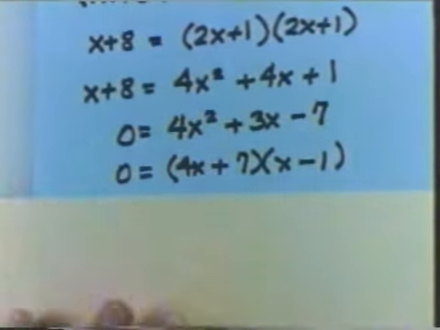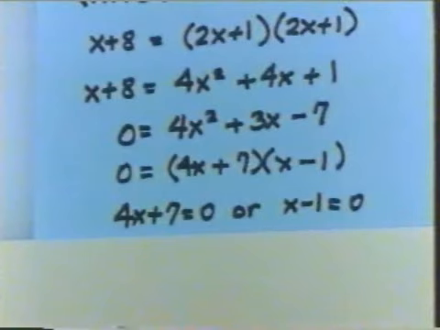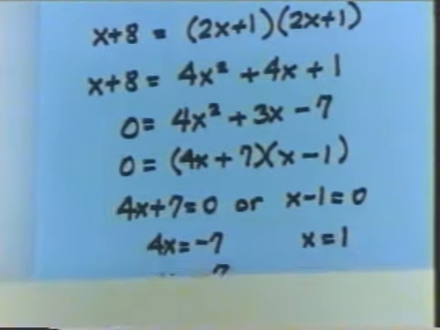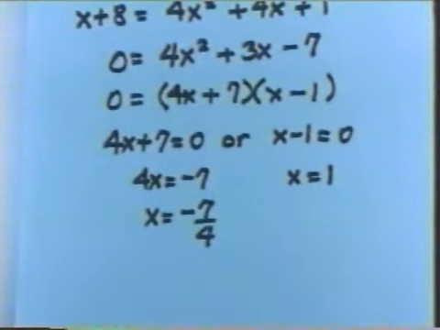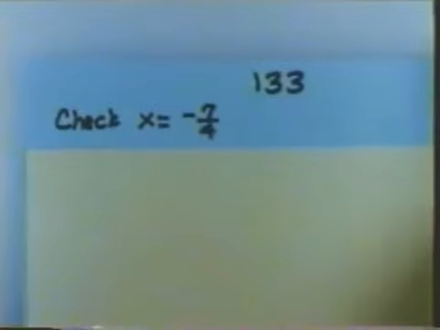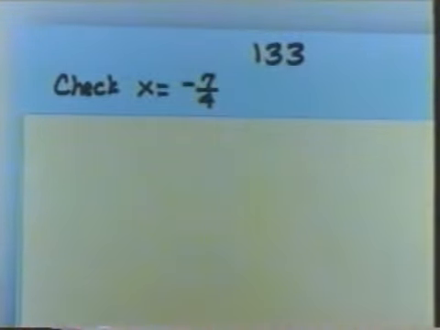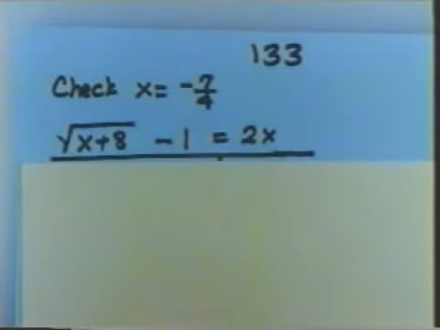When we set each factor equal to 0, we get either 4x plus 7 equals 0 or x minus 1 equals 0. Solving those, we get x equals -7/4 or x equals 1. Here our two possible solutions are, and we must check them both to see what works. Let's begin by checking x equals -7/4. And we're going to check that in the original equation, which was before the radical was isolated.